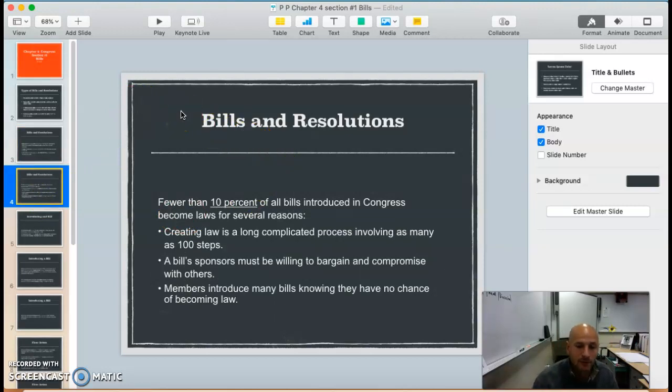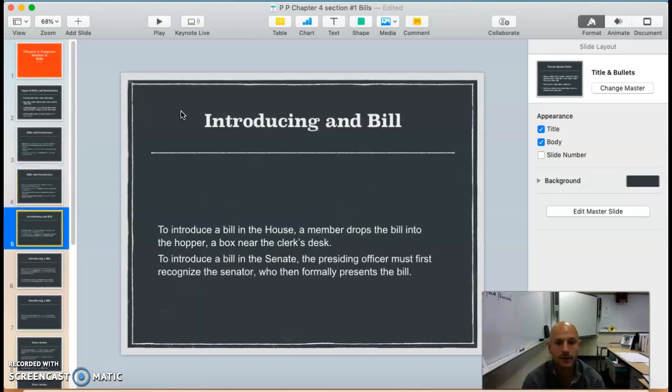Fewer than 10% of all bills introduced in Congress become laws. When we talk about Congress, we're talking about the House and the Senate combined. For several reasons, creating a law is a long, complicated process involving as many as 100 steps. A bill sponsor must be willing to bargain and compromise with others. You have to negotiate to get things passed the way you want them. And members introduce many bills knowing they have no chance of becoming law, just trying to solidify their position.